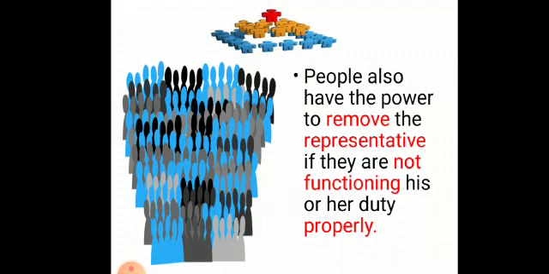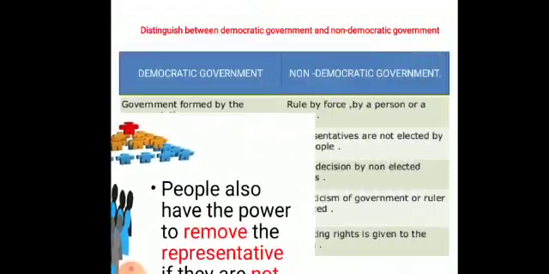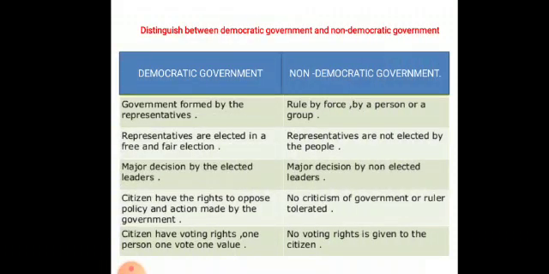Okay, children, now we'll see the difference between democratic government and non-democratic government. The democratic government is elected by the people and the head of the country is elected for a fixed period of time. The head of the state in a non-democratic government is not the representative of the people, that is, not elected by the people and may continue to remain in power for an unspecified period of time.